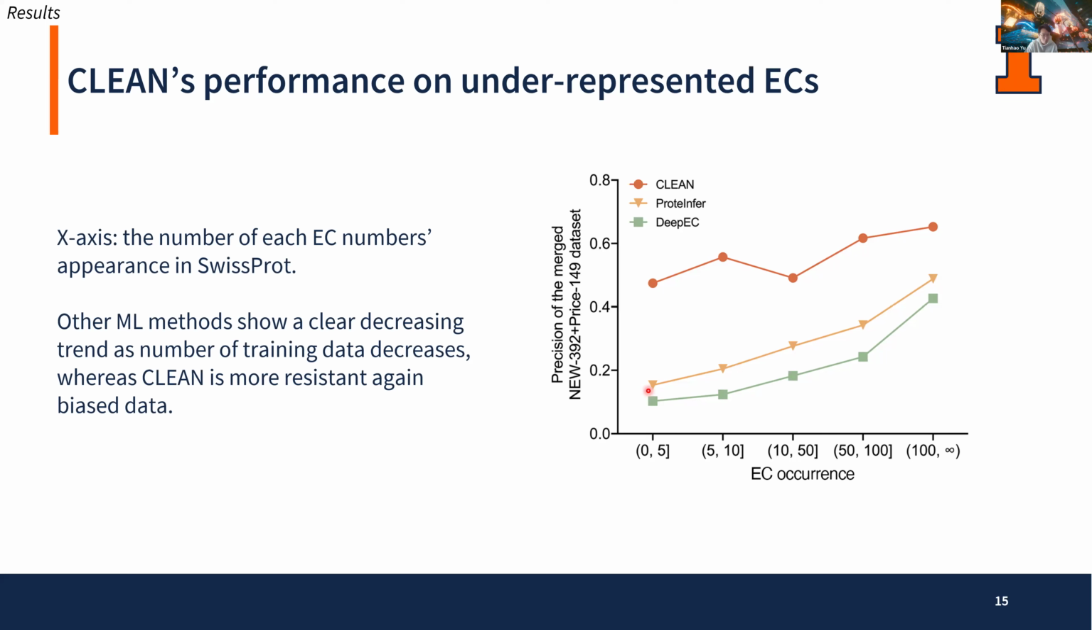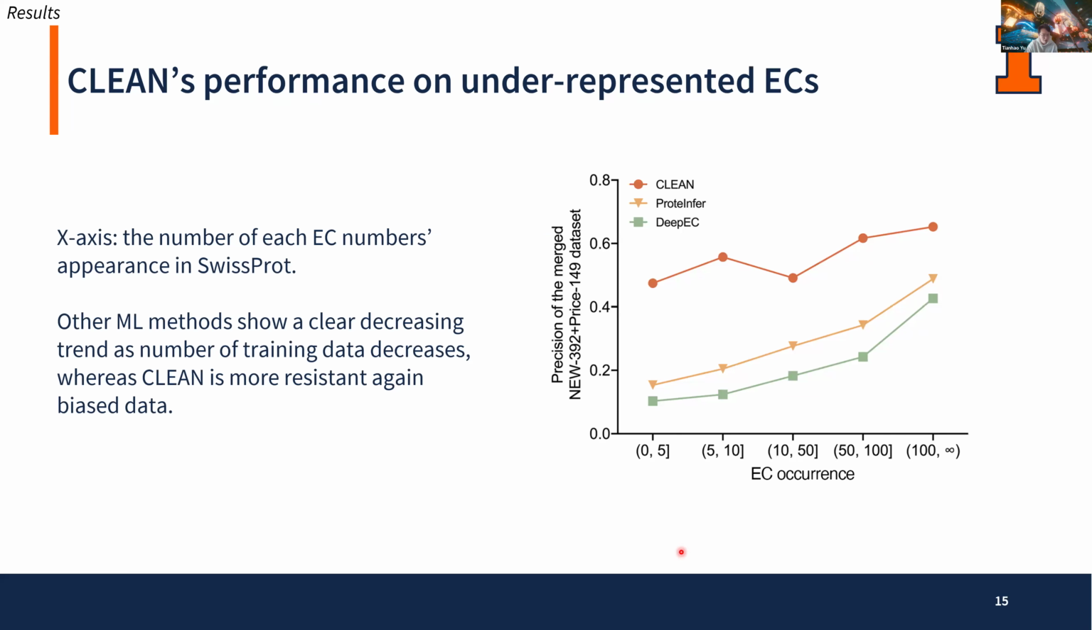Now, as we can see, both ProteinFer and DPC show a bias, a clear decreasing trend as the EC occurrence decreases. As both models use UniProt as training data, you can see that both models suffer from the lack of data at the low EC occurrence regime, whereas CLEAN stays relatively uninterrupted regardless of the EC number occurrence.